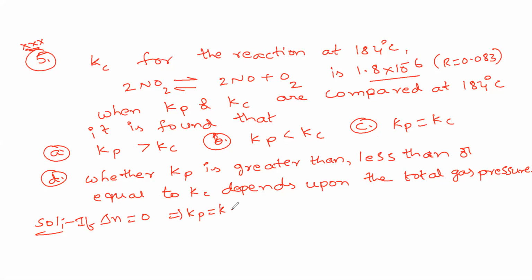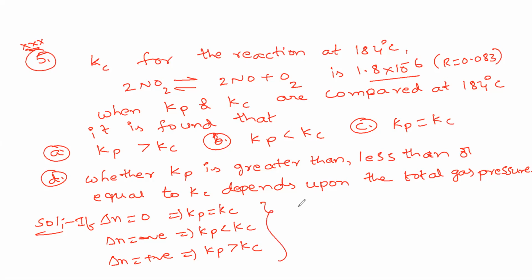Again, I'm writing the conditions. If delta n is negative, it implies Kp is less than Kc. If delta n is positive, then we can say Kp is greater than Kc. So how to find delta n? Delta n is equal to number of moles of gaseous products minus number of moles of gaseous reactants. So gaseous is very, very important. For this equation, we have to find delta n.